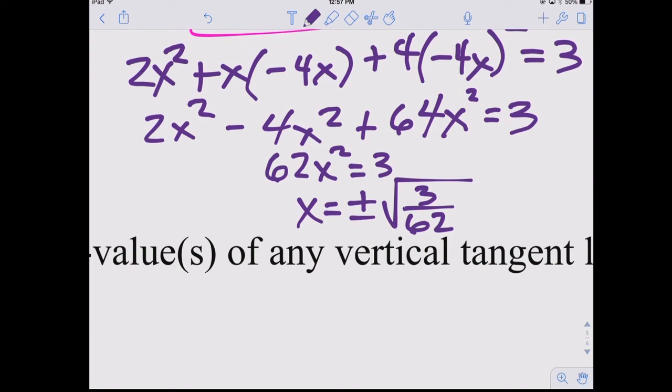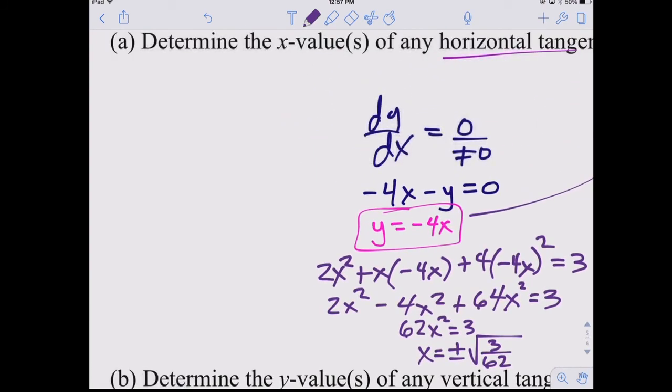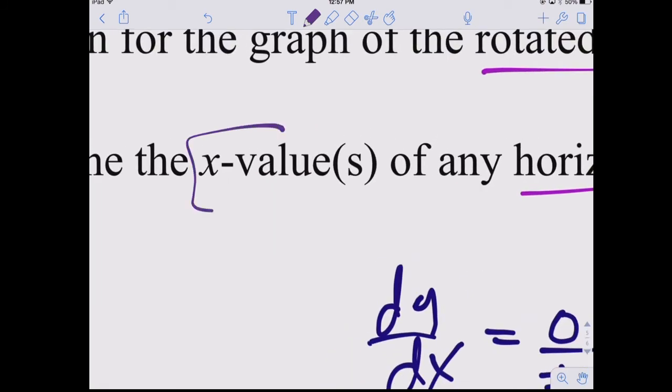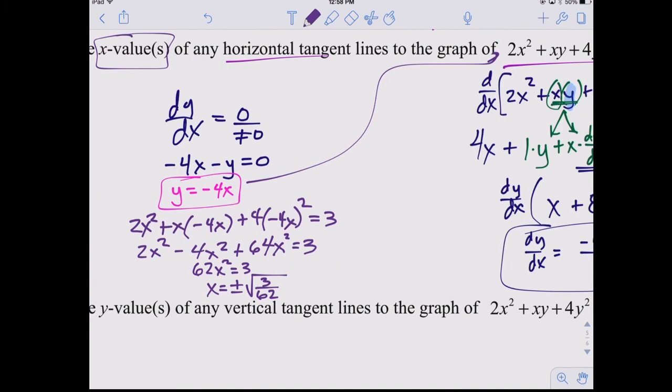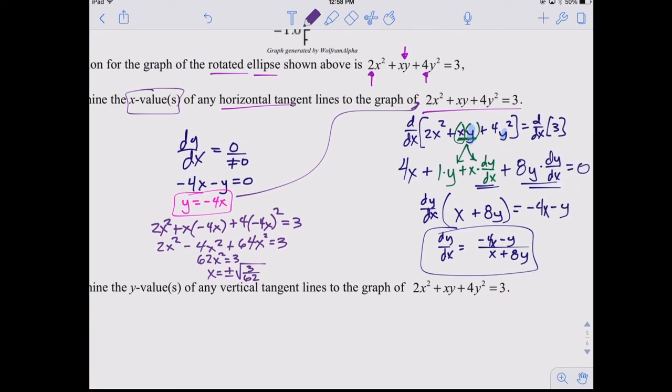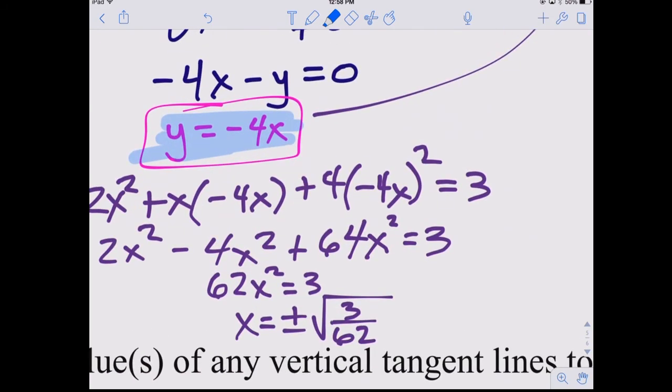Now, did we answer the question? Did the question ask us for the ordered pairs? Did it ask us for the y values, or did it ask us for the x values? It asked us for the x values. Did we find the x values? Yes. Okay. Now, if they did ask for the y values, how would you find them? Yes, you could either plug it into y equals negative 4x or way back up there into the original relation. No thank you, original equation. I'm just going to plug them into that one. So then you'd have the option of plugging back into either.